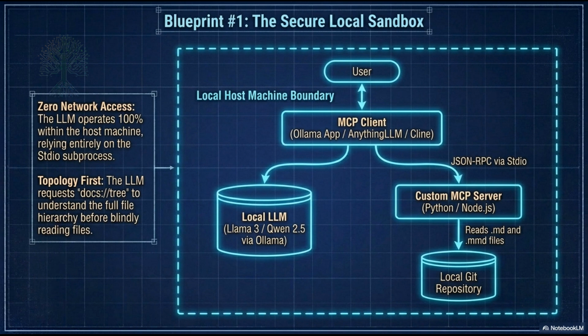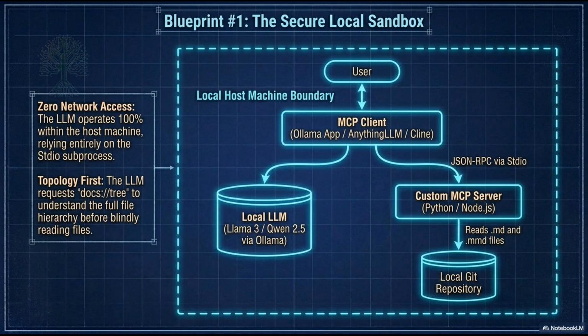Okay, so paint a picture of that diagram for us. So at the top, you have the user interface. That's typically VS Code or maybe an app like AnythingLLM. And from there, the path splits into two distinct operational layers. All right, what's the first path? The reasoning layer. This goes straight to your local model. So something like Llama 3 or maybe Qwen 2.5 running via Ollama.